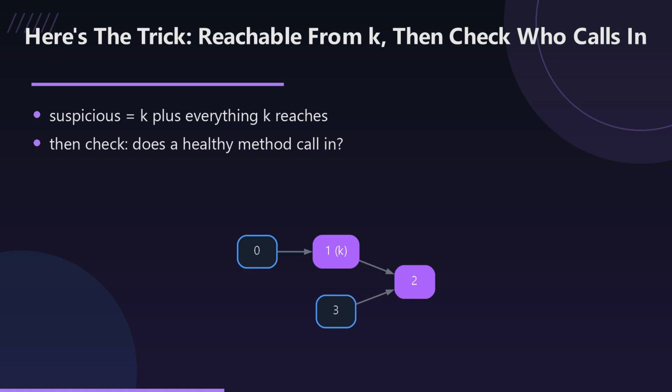So after we find the suspicious set, we check every edge. If a healthy method points into that set, nobody gets removed, not even the bug. Reachable from k marks who's suspicious. If we deleted the suspicious group now, method 3 would be calling into thin air.